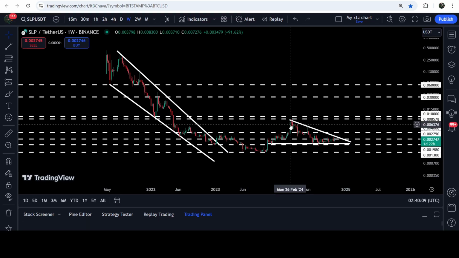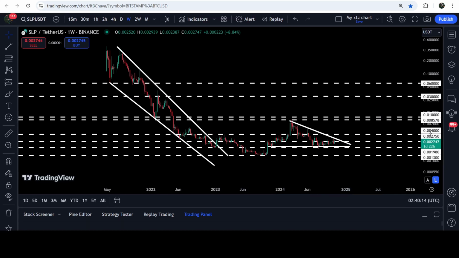And while moving inside this triangle, you can see that the price line was also rejected by this long-term resistance zone that starts from $0.0085 and goes to 1 cent. And that has been previously working as support zone here, and now after the breakdown, it is flipped into a resistance zone. And in today's video, we will analyze this move.